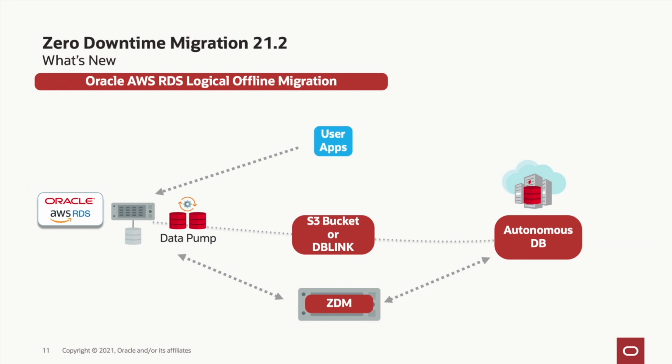So first we have the support for Oracle databases running on AWS RDS as source databases. These are supported now with the logical offline methodology, which means we will leverage Data Pump for this migration. And for transferring the data, we can use either database links or do an export-import that will go into an S3 bucket and then into the autonomous database as a target.